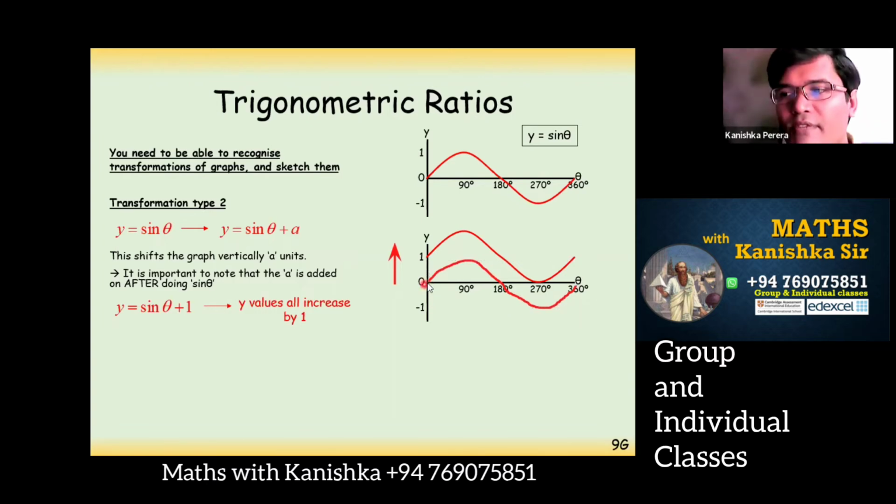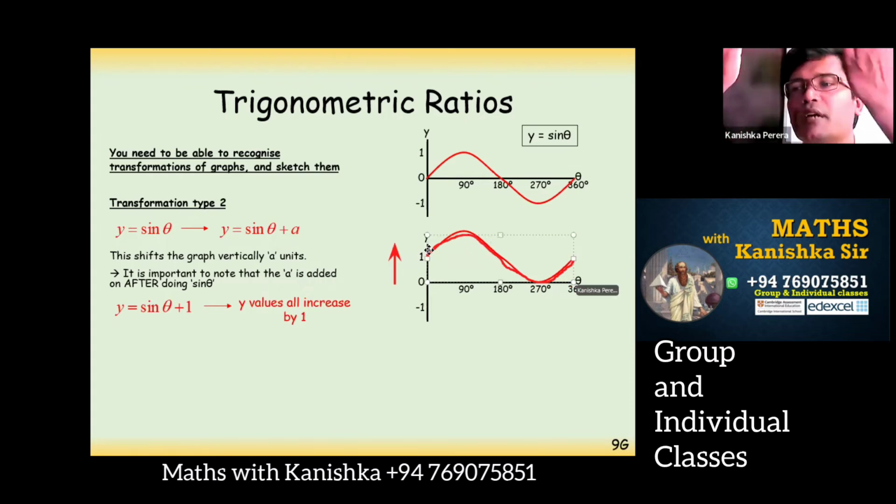Though I'm shifting the whole graph, you have to keenly watch this particular area. It was 0 and it needs to go to 1. So the whole graph that I'm shifting, I'm shifting up to the 1. Automatically the whole graph will shift upward by that amount.